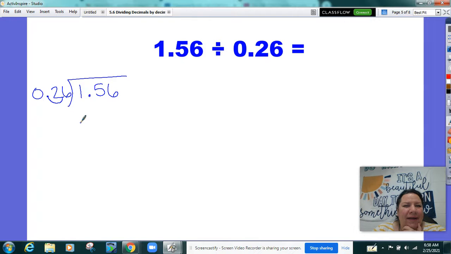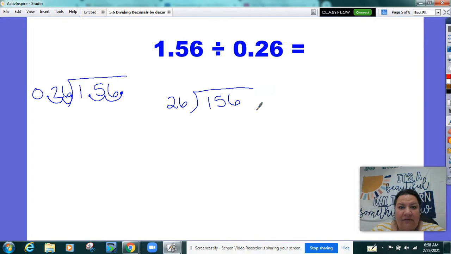Do I have a whole number yet, or do I still have a decimal? Okay, I still have 2.6 now. So that's not a whole number. So I need to slide this one 2 times. So what I did is I actually multiplied that by 100. Okay, so now I have 26. Because I slid 2 times outside of my divisor, I have to slide 2 times inside on my dividend. So when I rewrite my problem now, I have 26 as a divisor and 156 as my dividend, okay?